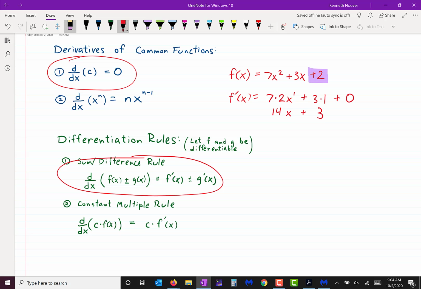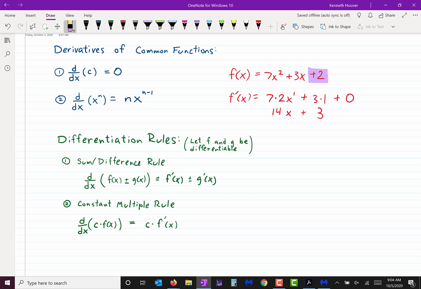The takeaway here that I want you to understand is that you can get the derivative of any polynomial very, very fast. Let's do another one. Okay, what if we had 5x cubed plus 8x squared plus 4x minus 7. Okay, now I'm going to show you how to even speed up the process a little bit.